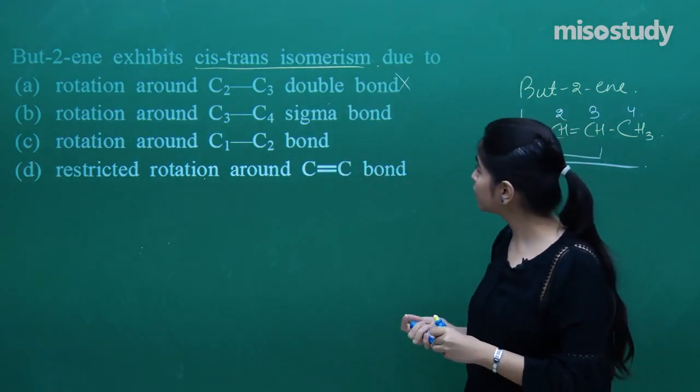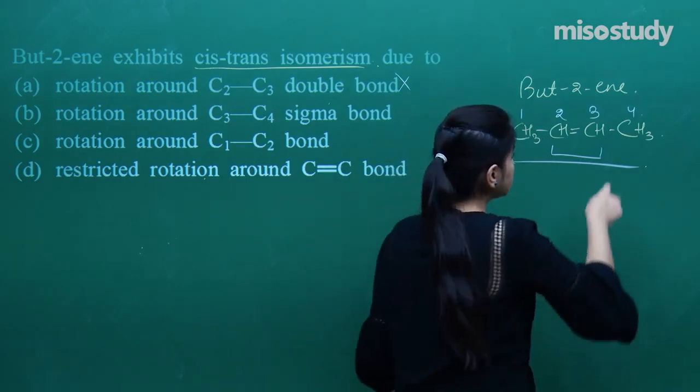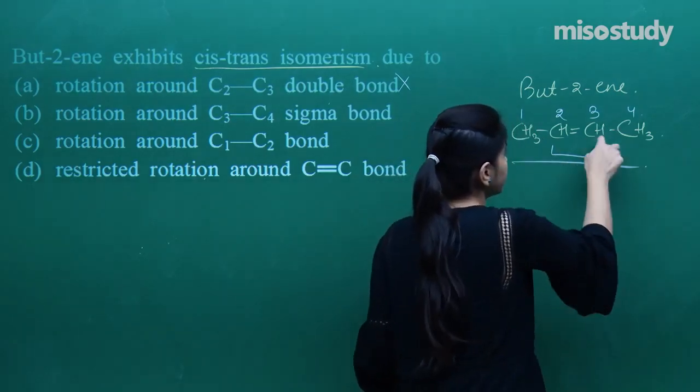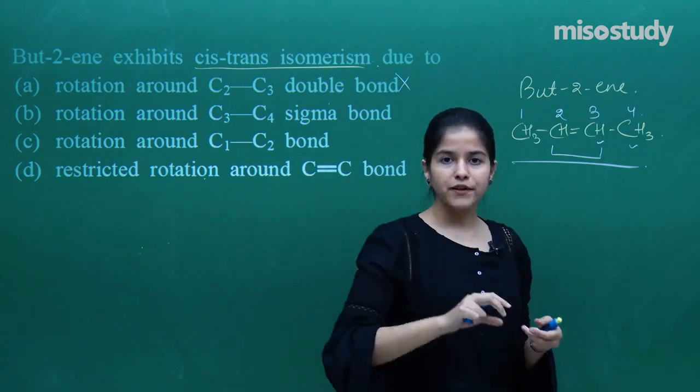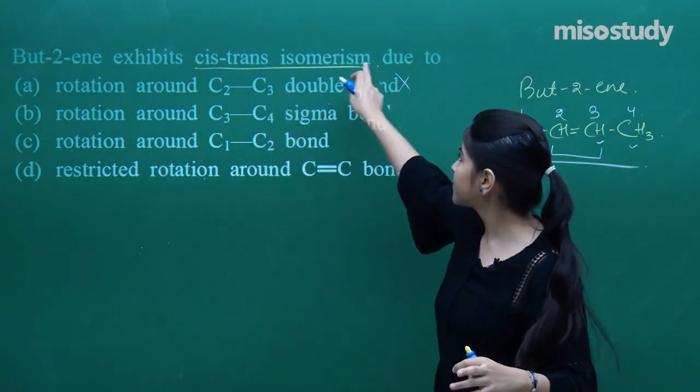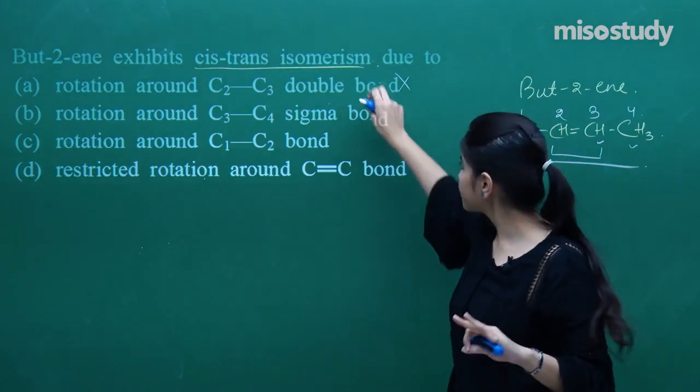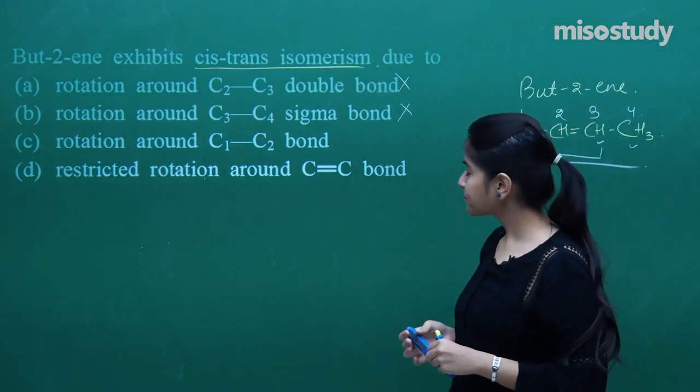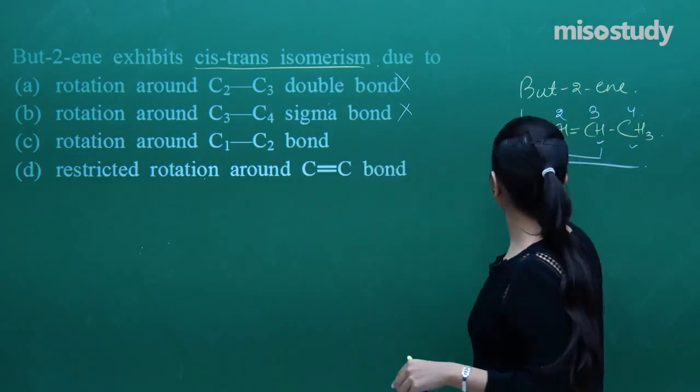Rotation around the C3, C4 sigma bond. By rotating such, I will be getting conformations, not cis-trans isomers. Right? Again, this is incorrect. Rotation around the C1, C2 bond.